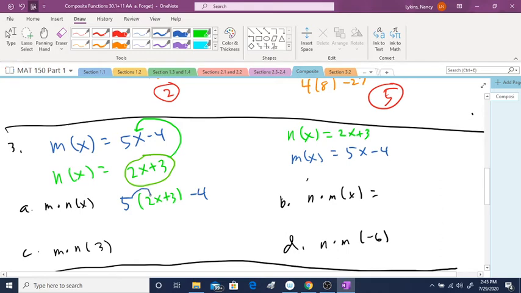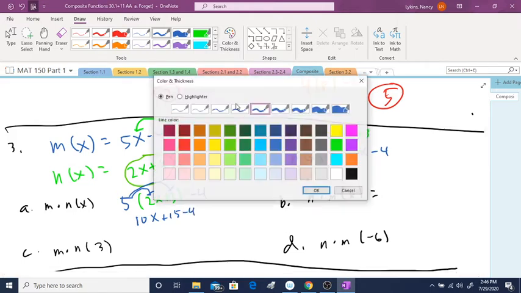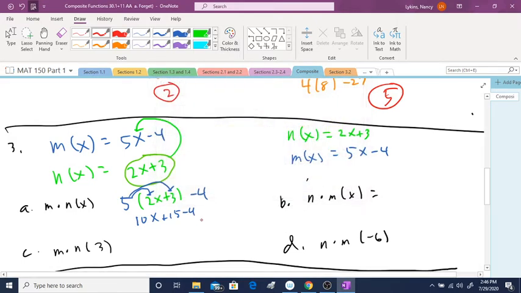So now what I'm going to do is go ahead and distribute the 5 to both. So 5 times 2x is 10x. 5 times 3 is a positive 15. I still have that minus 4. So my final answer is going to be 10x, and then 15 minus 4 is a plus 11.